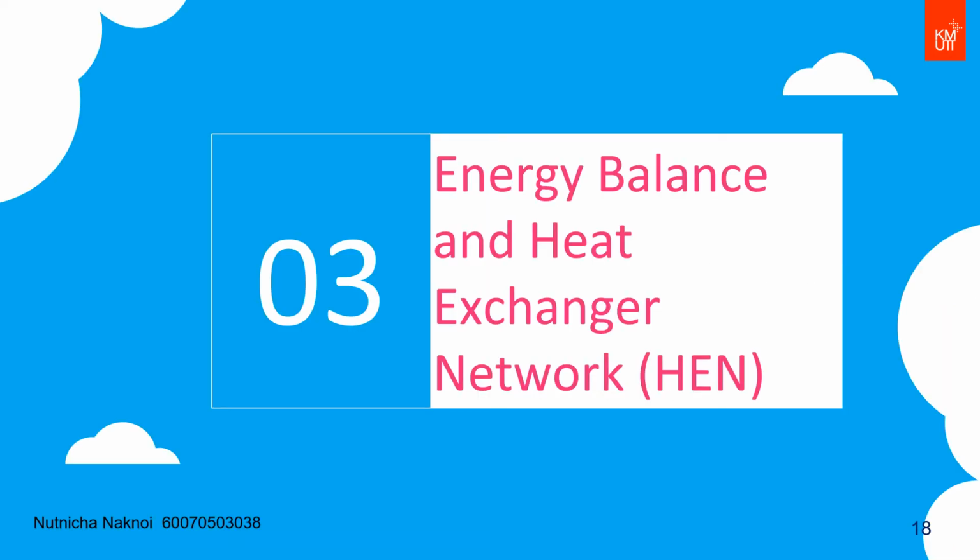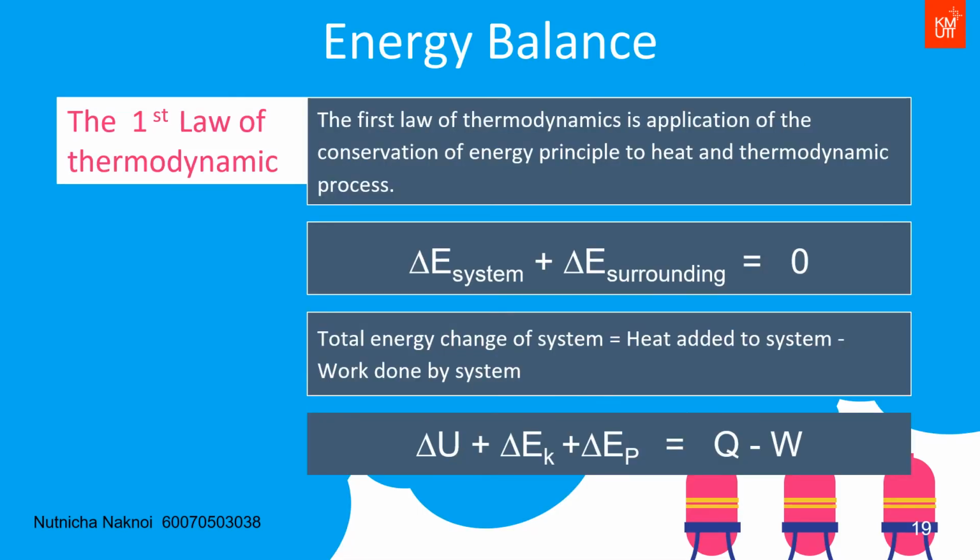Next, we'll talk about energy balance and heat exchanger network. For energy balance in the process, we will use the first law of thermodynamics, which is described by conservation of energy. Energy of a system can change from one form to another form without wasting energy in the system. The change in energy in the system is compared to the difference between the initial and final state of the system. So the change in energy in the system is equal to the summation of heat and work.